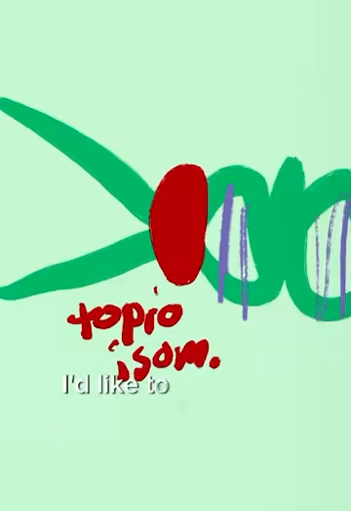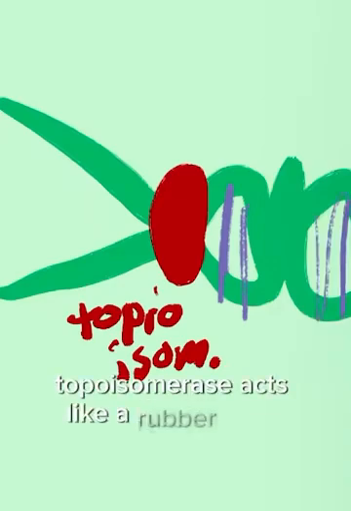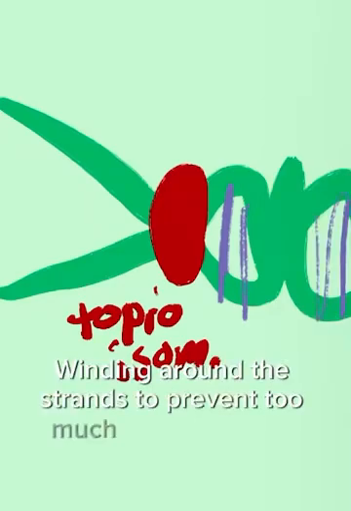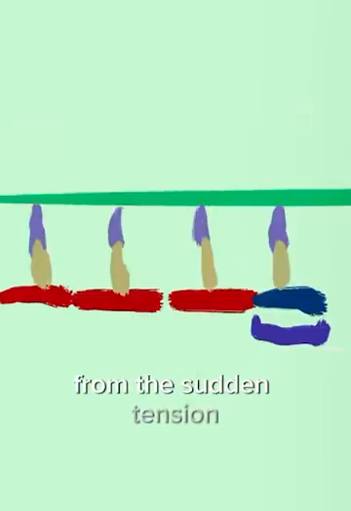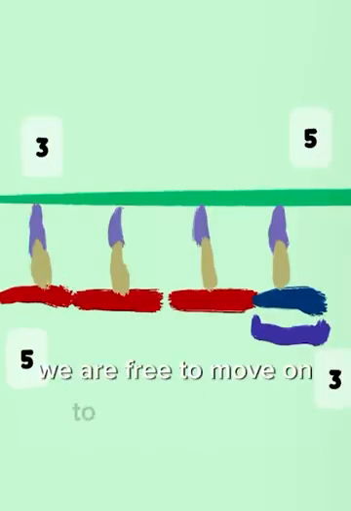Before we talk about the lagging and leading DNA strands, I'd like to touch on another factor, topoisomerase. I already mentioned how helicase breaks the hydrogen bonds and separates the DNA strands. Topoisomerase acts like a rubber band, widening around the strands to prevent too much torsional strain from the sudden tension. Now that you hopefully understand how topoisomerase works, we are free to move on to the bulk of this video.